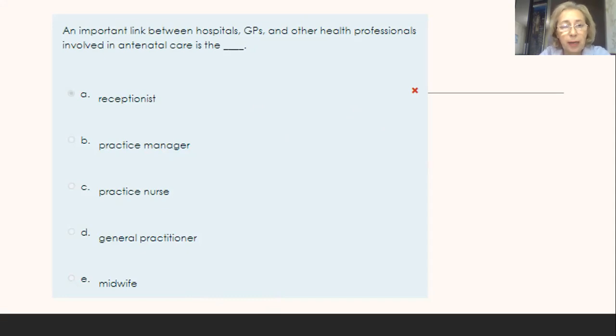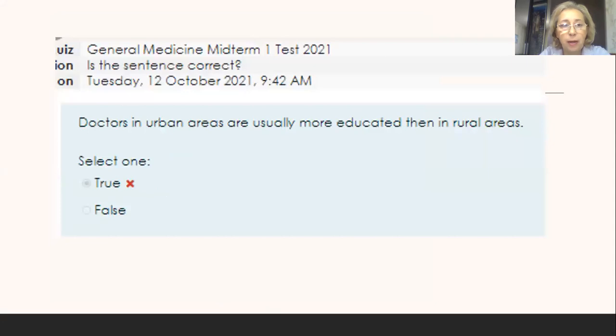So if we move to the next slide, here we have another question, and that is the sentence which we also discussed in our class. The question here is: is the sentence correct? Doctors in urban areas are usually more educated than in rural areas. What's wrong with this sentence? Is it grammatically? No, ma'am, not grammatically. Doctors have the same degree, same education, ma'am.